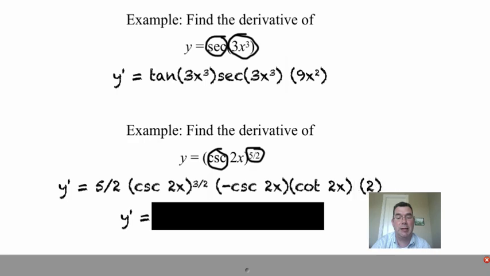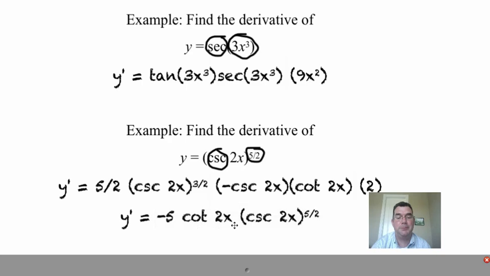There are some things that can be combined here. The 2 times the 5/2 will give me just 5. And then I have a cosecant 2x to the 3/2 times a negative cosecant 2x to the 1. And that gives me cosecant 2x to the 5/2. And I stuck the negative out front. That was kind of smart. And then I've got this cotangent 2x here that doesn't have anything to combine with, so it can still be here.